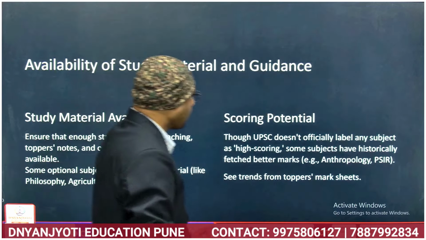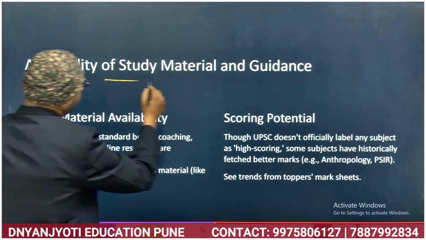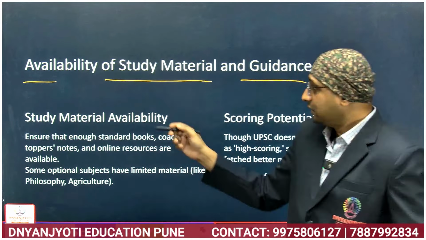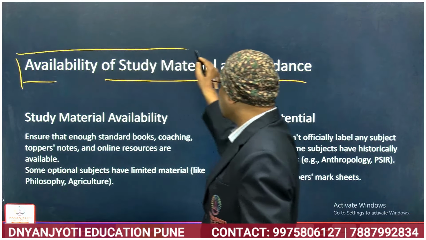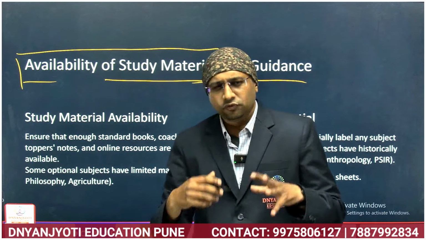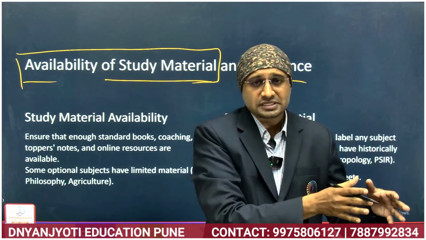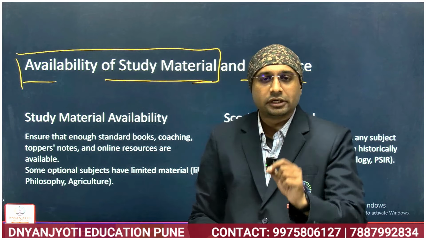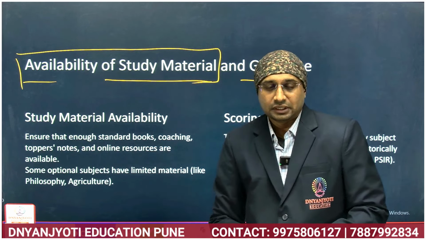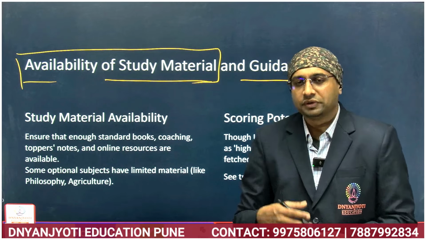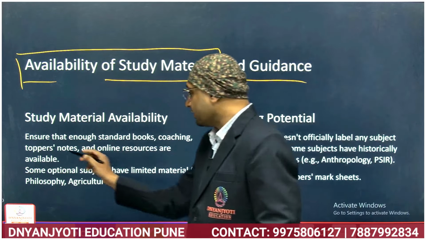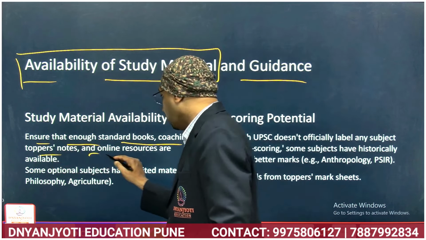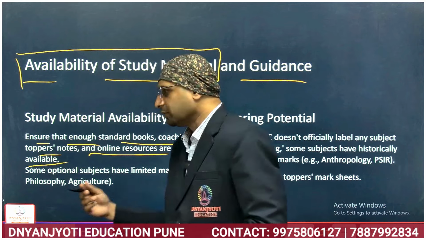Going forward, see, availability of study material and guidance. Now, when I was talking about your interests, the second step will be availability of study material. If you have an interest in a particular subject, still it is very important to check the availability of the resources you will have. If you don't have that material, then how will you study? It's an obvious thing. So ensure that enough standard books, coaching toppers' notes and online resources are available. It's very important.